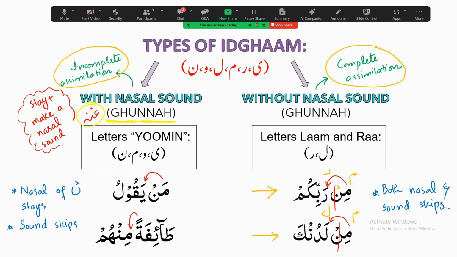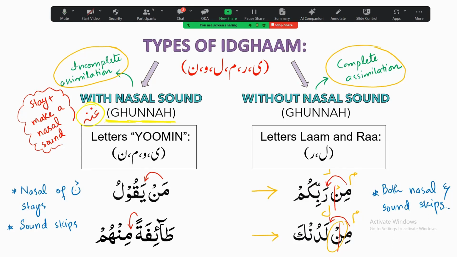"Min ladunka." So in this example, I'm discussing this noon sakin, and you cannot hear it. So this first type of idgham is termed idgham without nasal sound, without gunna, and there is this complete assimilation. The noon sakin sound is completely ignored both in the simple case and also in the examples of tanween, where you cannot hear the noon hidden in the tanween either.